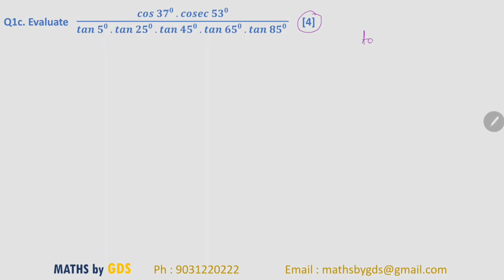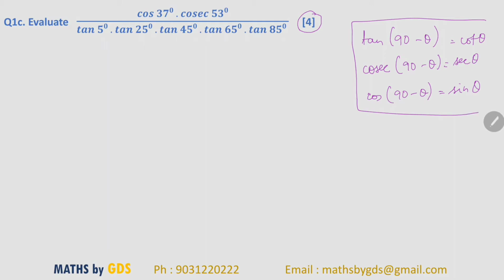For example, tan of 90 degrees minus theta is cot theta. Cosec of 90 degrees minus theta is sec theta. Alright. And cos of 90 degrees minus theta is sin theta. Now we'll see which of the following will be used to solve this question. Alright, you can copy this so that I can erase and we'll start solving the question.